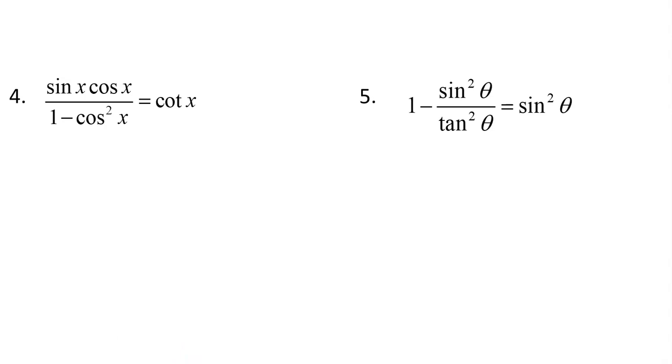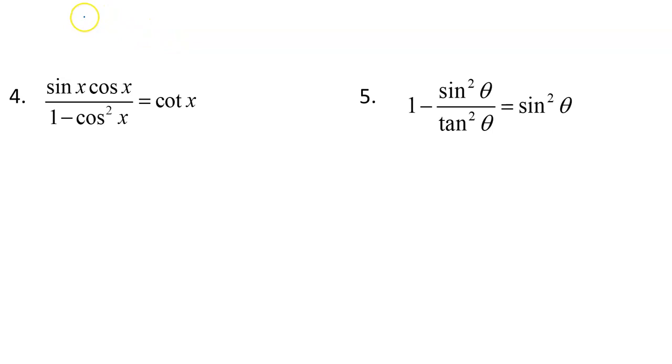For number 4, I've got sine x cosine x over 1 minus cosine squared x, and on the other side I have a cotan x. So how do I approach this one? Well, I know an identity for 1 minus cosine squared. Didn't we just do it on the other page?